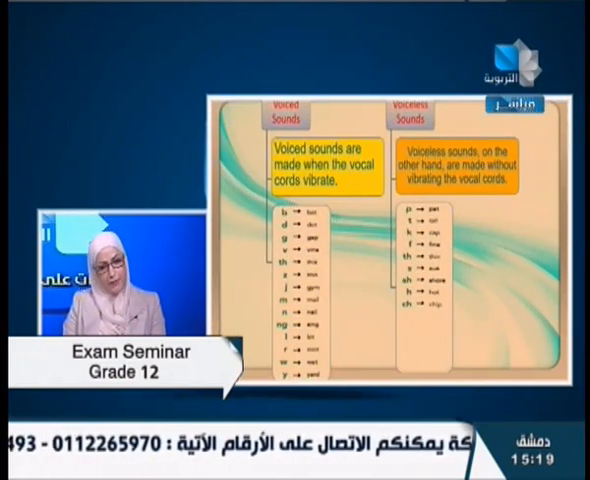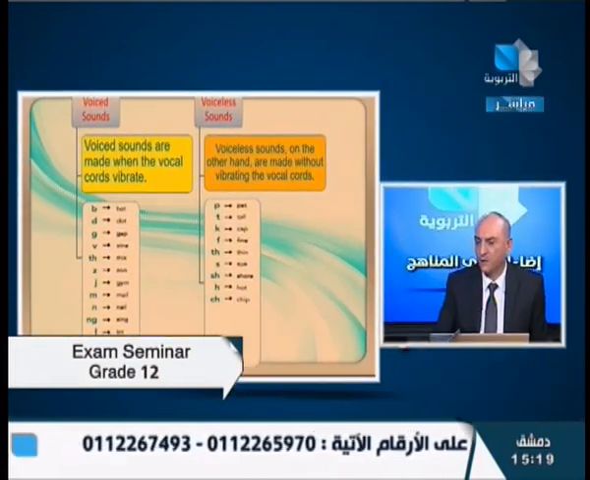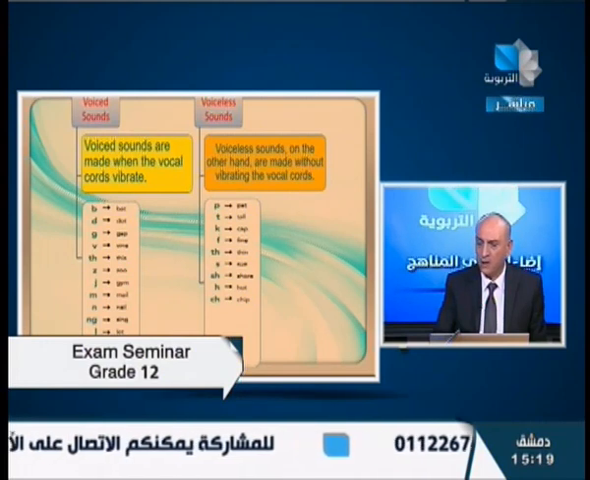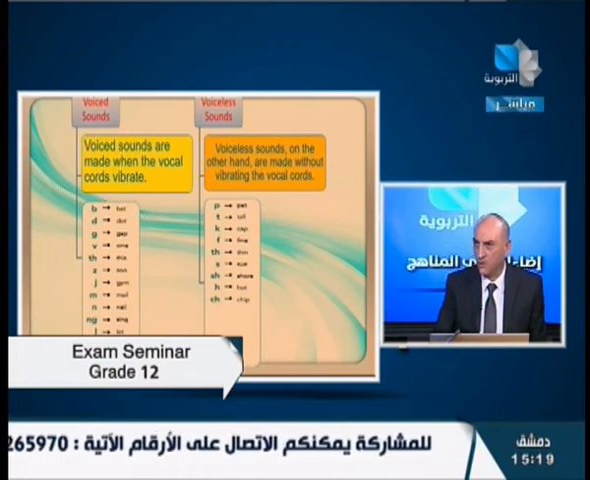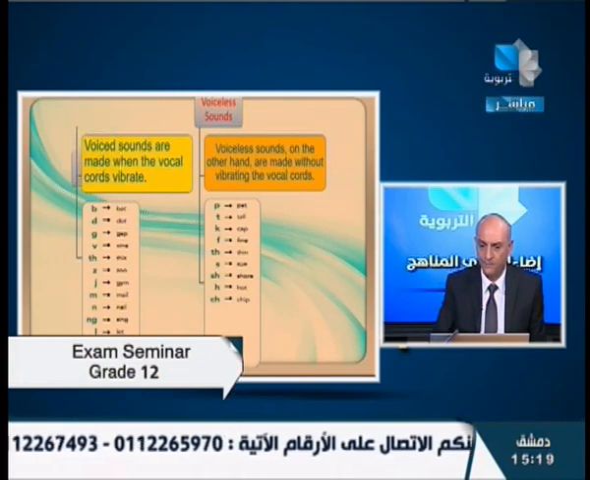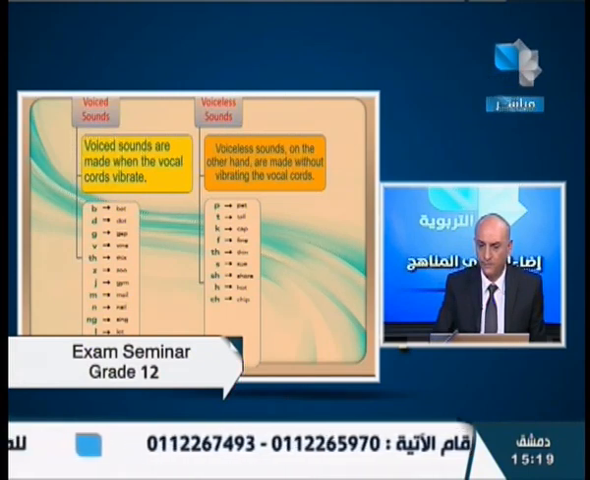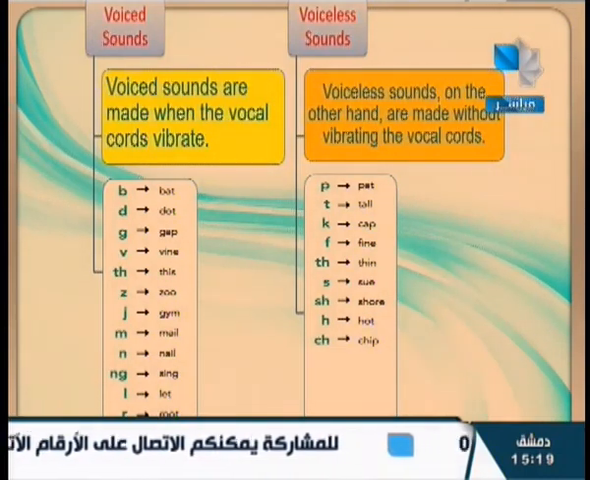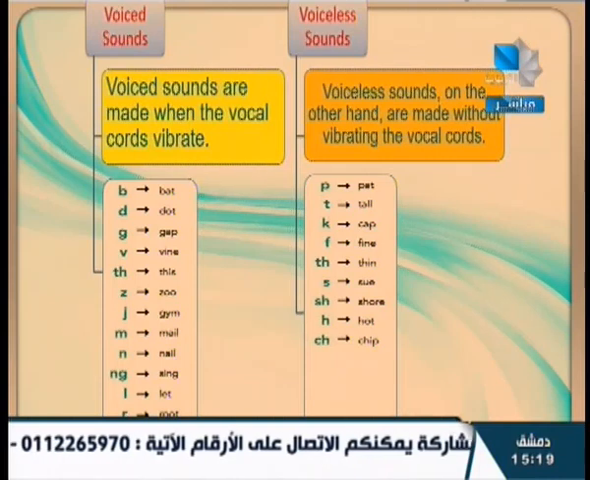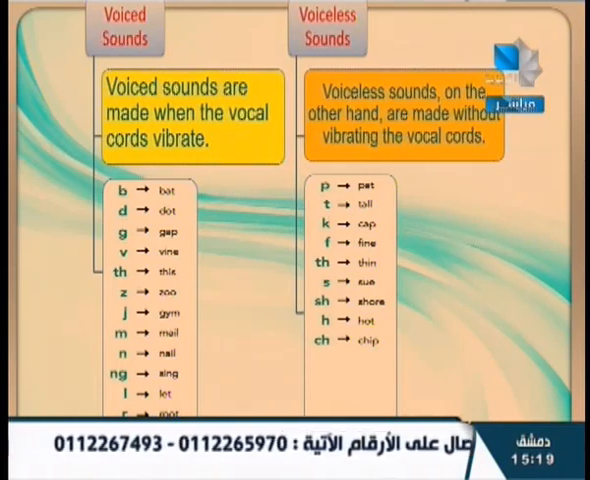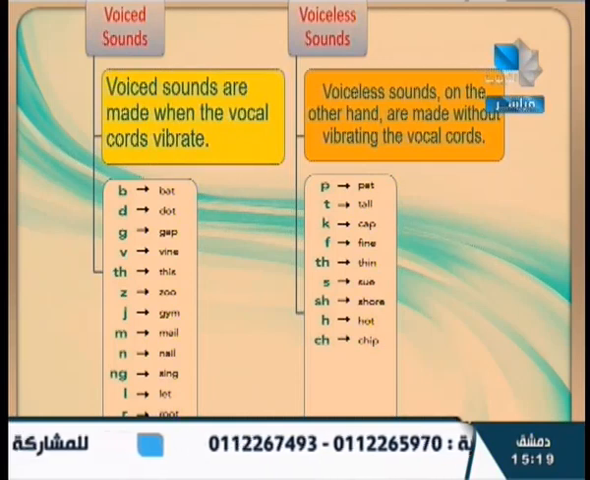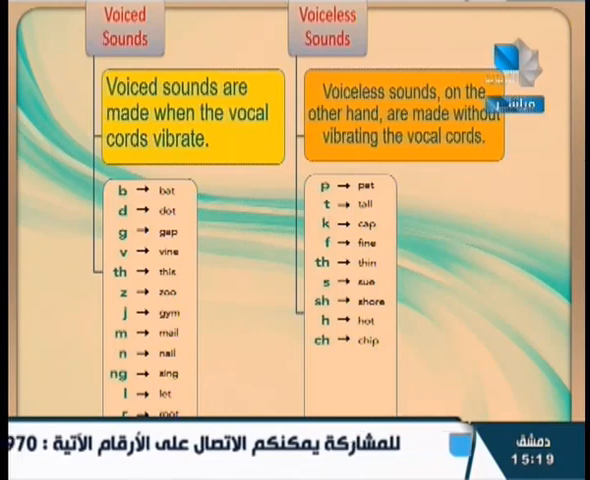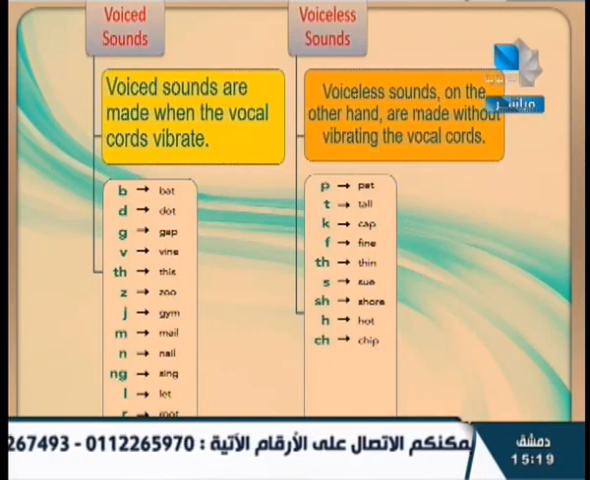Now we have another skill in pronunciation, which is voiced and voiceless sounds. What are voiced sounds and what are voiceless sounds, Miss Wala, please? Voiced and voiceless sounds are terms used to describe how we produce certain consonant sounds in speech. Voiced sounds are made when the vocal cords vibrate. If our vocal cords don't vibrate when we produce the sound, it is called a voiceless sound.